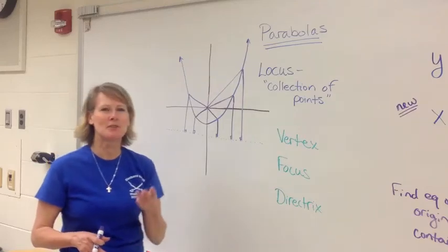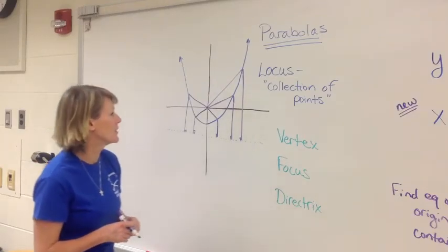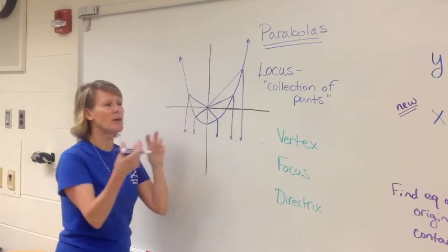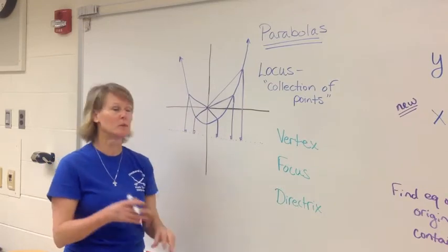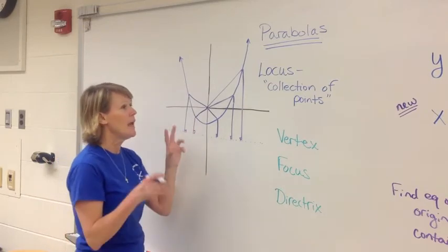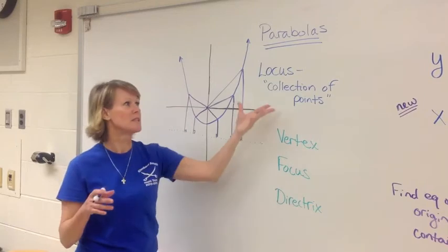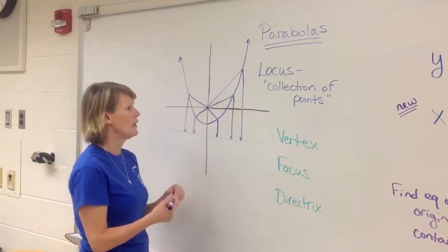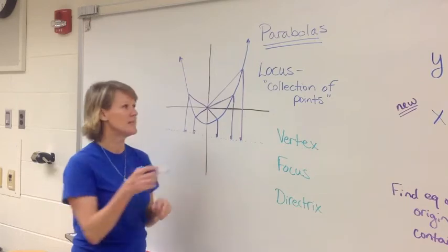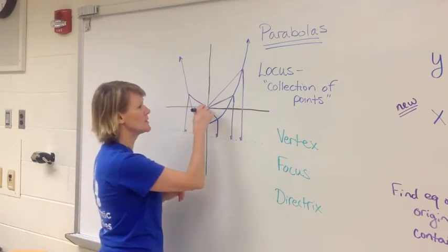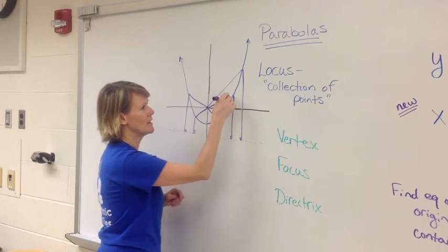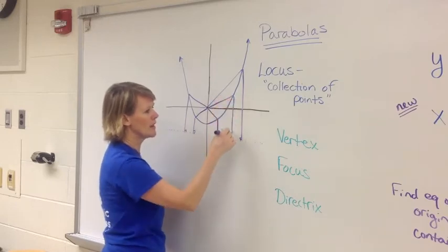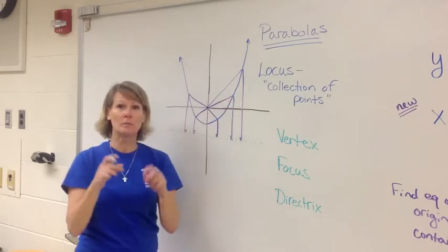All right, so parabolas are the first of our three conic sections that we're going to discuss. I know we've studied parabolas before, but we're going to take it a little bit further. A parabola is really a locus of points, which means a collection of points that all have a similar trait: they are all equidistant. The distance from some center point, which I'll talk about in a minute, to an imaginary line is going to be the same.